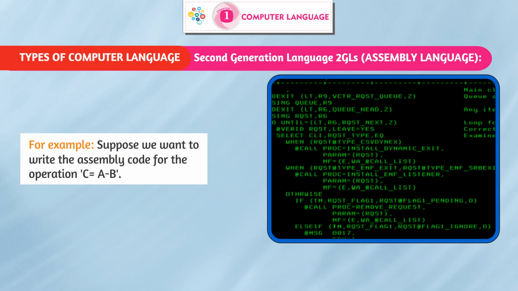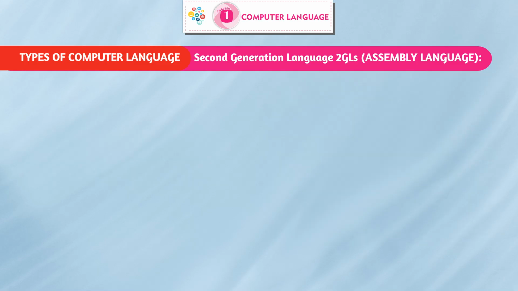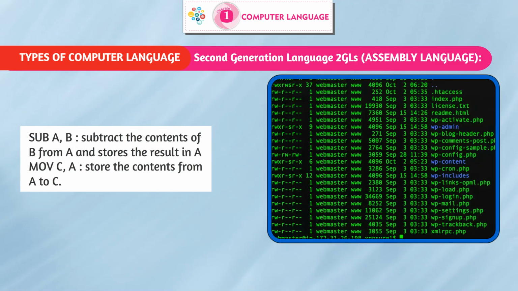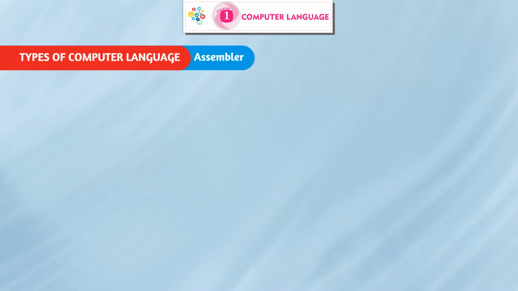For example, suppose we want to write the assembly code for the operation C = A - B. So: load A, subtract B, which subtracts the contents of B from A and stores the result in A, then store A, which stores the contents from A to C.